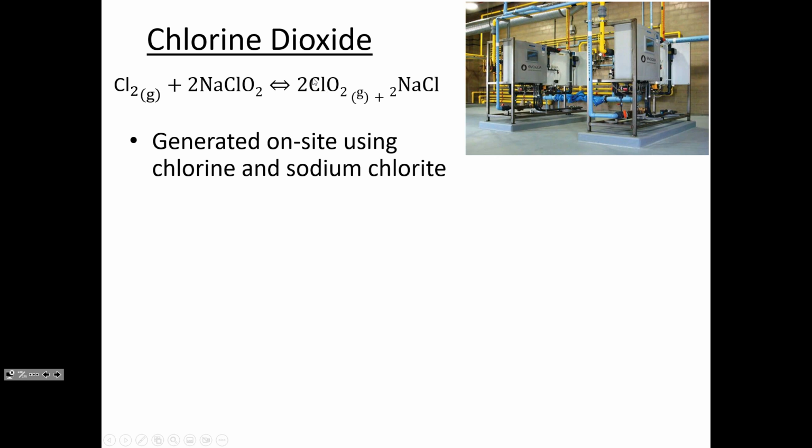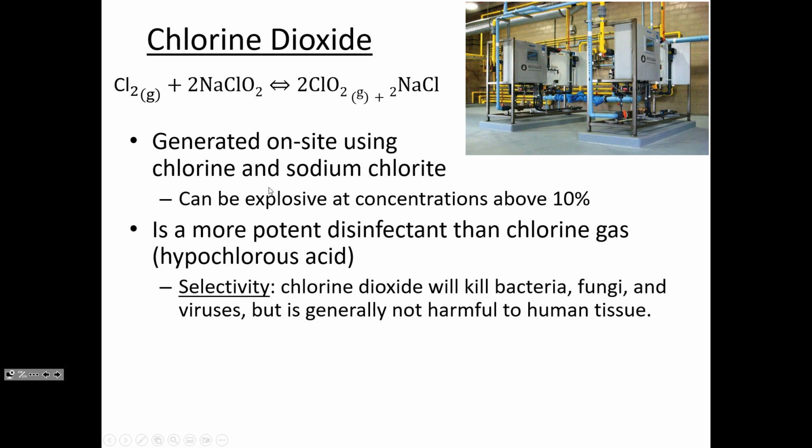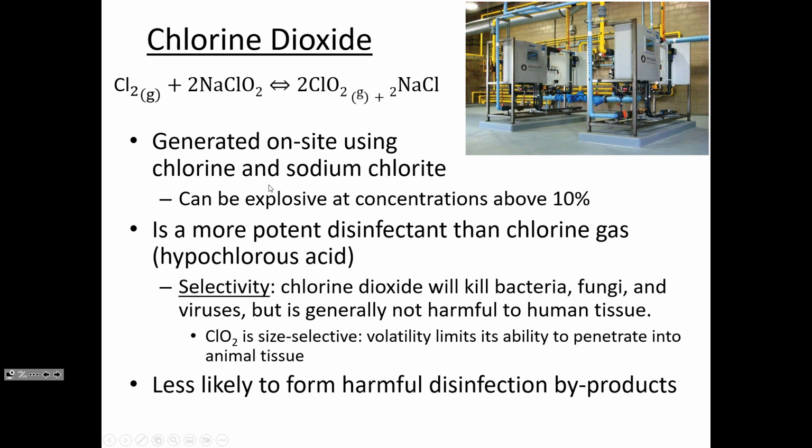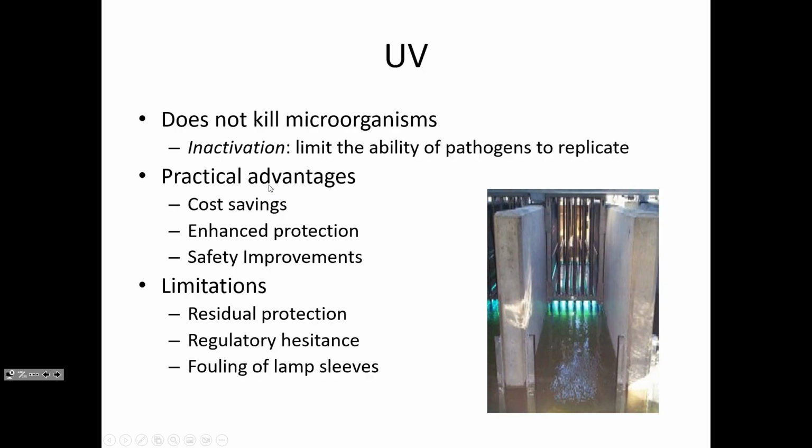So maybe if you've ever swished with hydrogen peroxide, have you ever put hydrogen peroxide on your skin and it kind of bubbles and it stings a little bit? Hydrogen peroxide is an example of something that can kill bacteria, but it's also damaging your cells as well. It's too strong as an oxidizing agent, whereas chlorine dioxide is less reactive to animal cells and is more selective to the things that we actually do want to inactivate. So it's less likely to form disinfection byproducts as well.